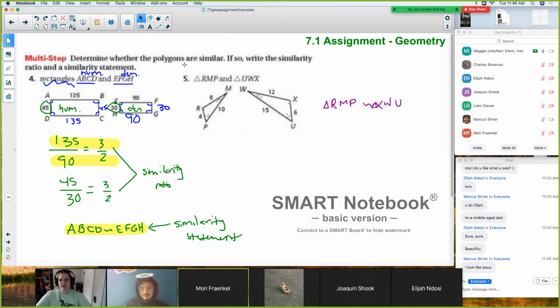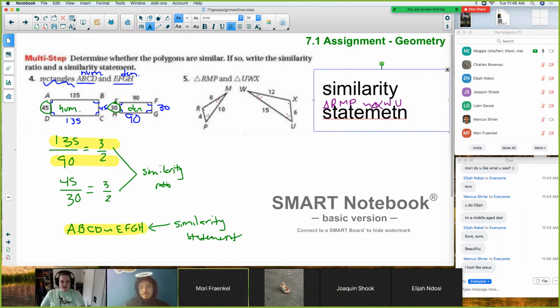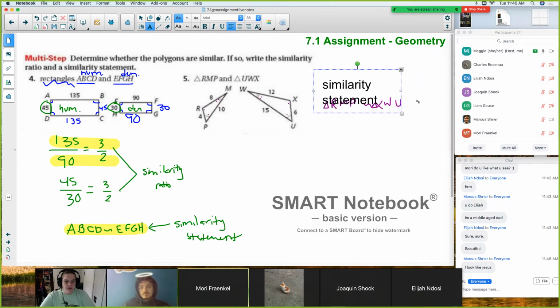Can I? Nope, I can't. Just gonna type that because a similarity statement is hard to write with. Well, type and write.